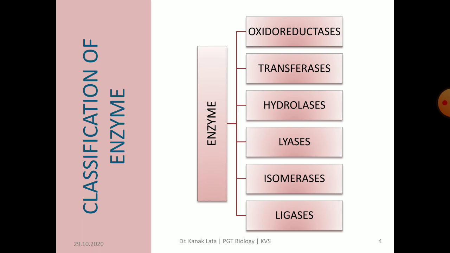Now it is about the classification of enzymes. Enzymes are classified into 6 different types. They are oxidoreductases, transferases, hydrolases, lyases, isomerases and ligases. So we will discuss them one by one.